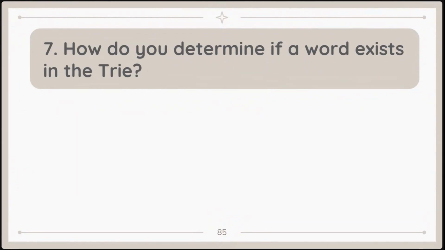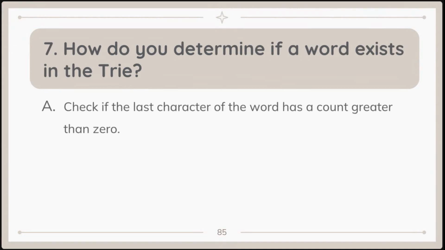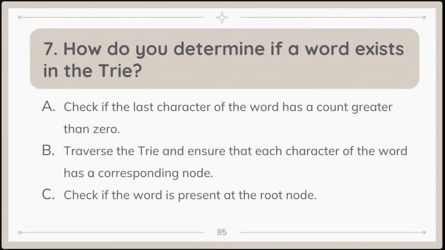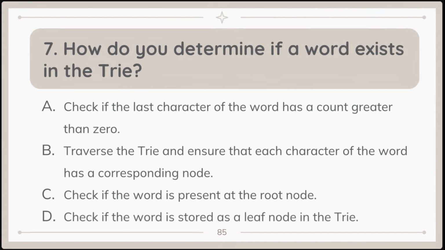The seventh question is, how do you determine if a word exists in a trie? A. Check if the last character of the word has a count greater than 0. B. Traverse the trie and ensure that each character of the word has a corresponding node. C. Check if the word is present at the root node. D. Check if the word is stored as a leaf node in the trie. B is the correct answer.